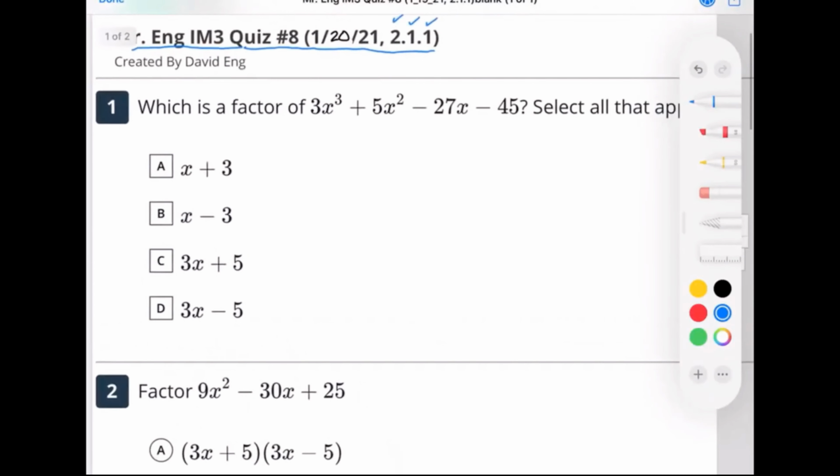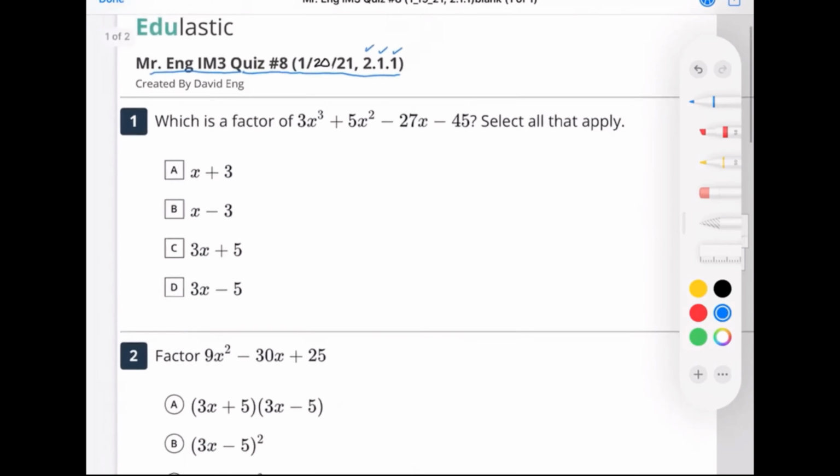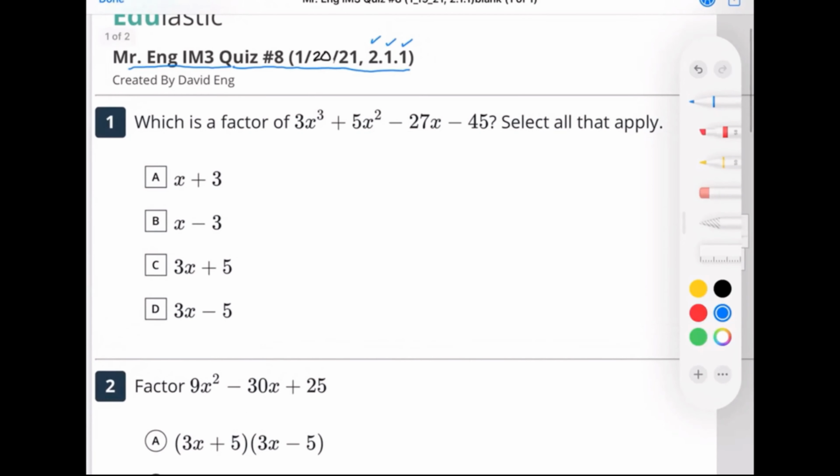Okay, question number 1. Which is a factor of 3x cubed plus 5x squared minus 27x minus 45? Select all that apply. So first thing I'm going to do is see if there's any greatest common factor. I don't see a greatest common factor between all of these: 3, 5, 27, and 45. But I can count the number of terms, right? 1, 2, 3, 4. So this one you're going to have to do factoring by grouping.